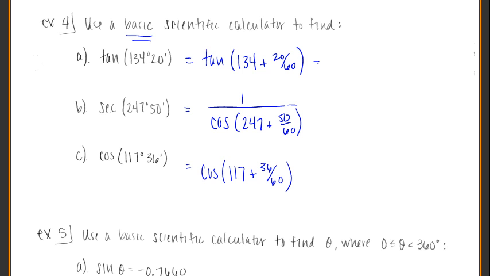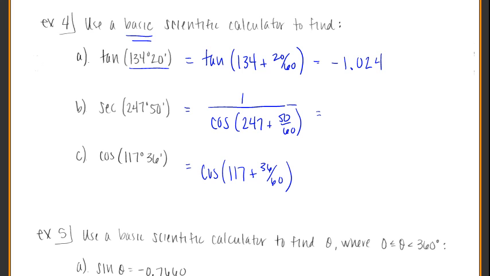Let me get your answer for you. Okay, so what I did is 134 plus 20 divided by 60, got that answer, which is basically 134.33333. Then I hit tangent and it came out to negative 1.024. Okay, and again I rounded that to basically 5 significant digits, because if you look in the original problem, 134 20, there's basically 5 digits there.